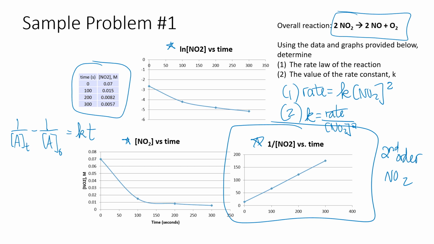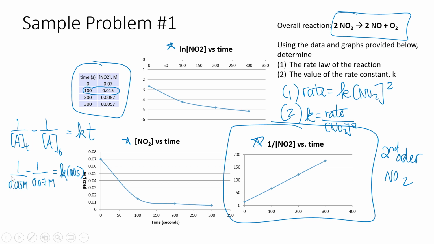Let me start filling these in. The concentration at time 0 is 0.07 molar. And then I'm going to pick some time point. It doesn't matter which time point I pick. Actually, let's pick this one right here. Let's pick 100 seconds. k is our unknown, so I'm going to leave that as k. My time is 100 seconds. And this first value is going to be the concentration at 100 seconds, so this number is 0.015 molar.